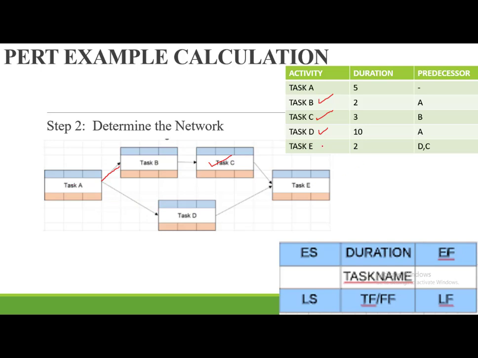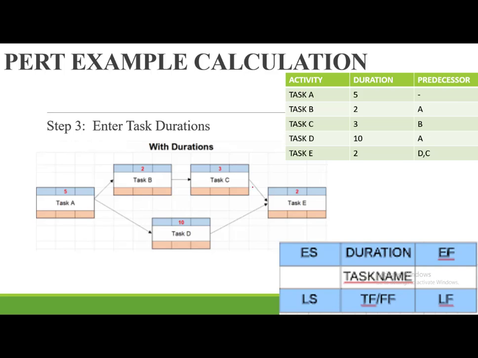And then we have lastly task E, which we are being told occurs after D and C are completed. So you can see we have task C and task D all joining to task E. So you determine the network diagram up to that particular point. The next thing is to determine the duration.